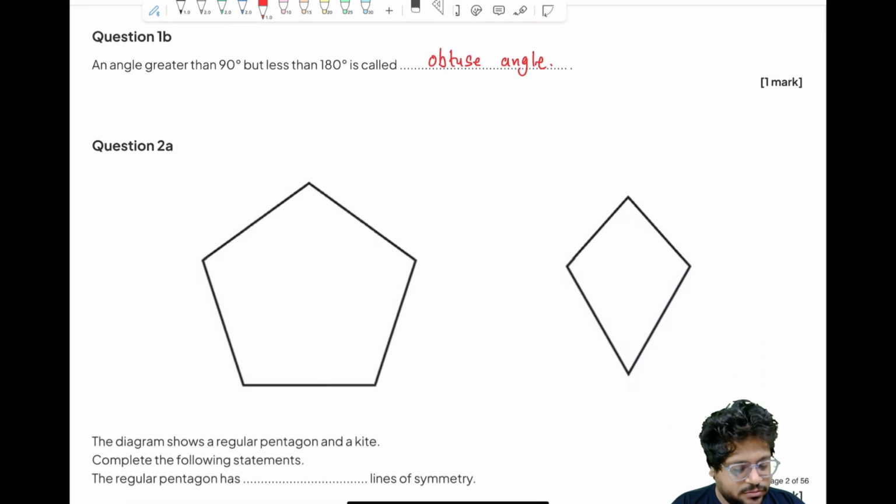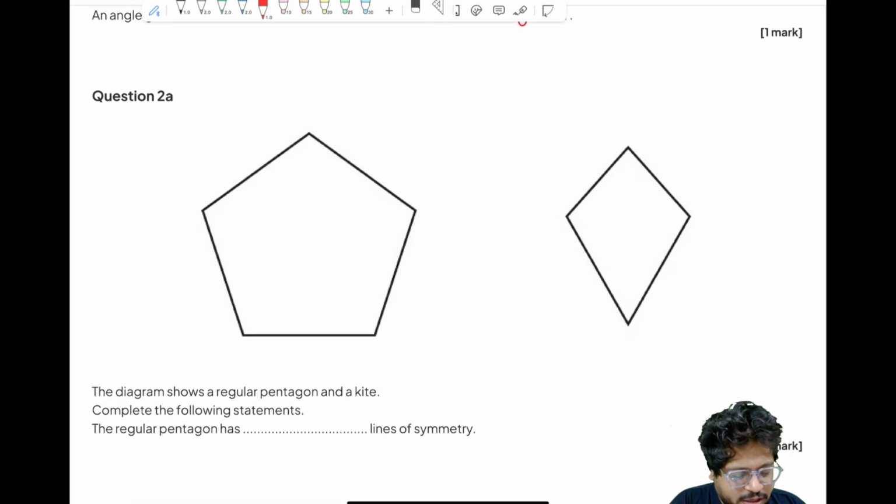See the second question. First is the pentagon, four sides are given, and second one is a quadrilateral and it looks like a kite, I think. Yeah. The diagram shows a regular pentagon and a kite. Complete the following statements. The regular pentagon has blank lines of symmetry. There is a separate chapter for symmetry, about lines of symmetry and planes of symmetry, basically. In that chapter, this is a very small topic. That chapter has a lot more things which are very important, like circle theorem.